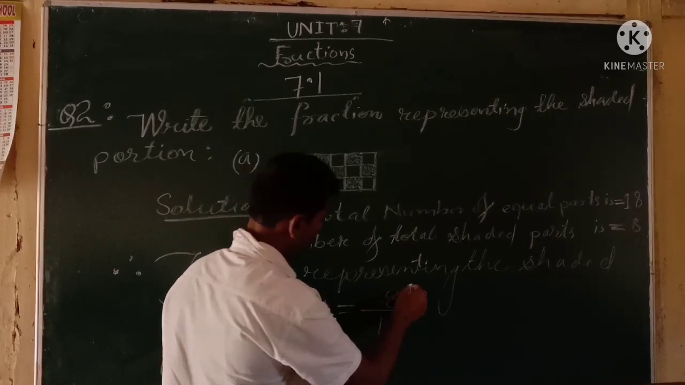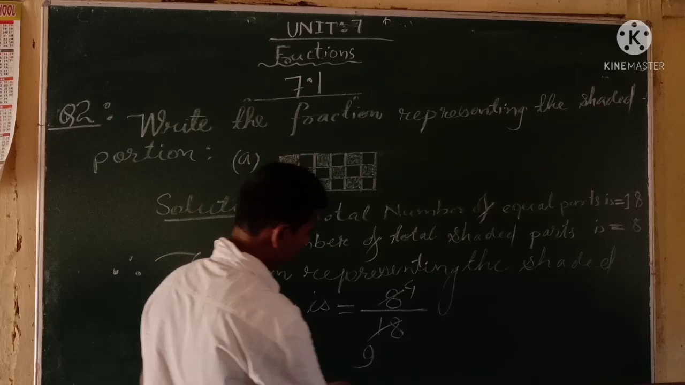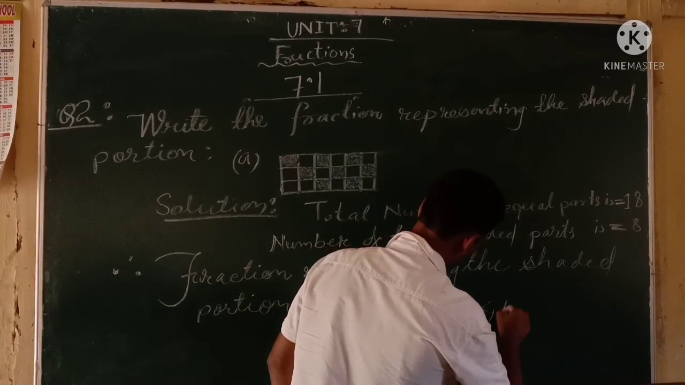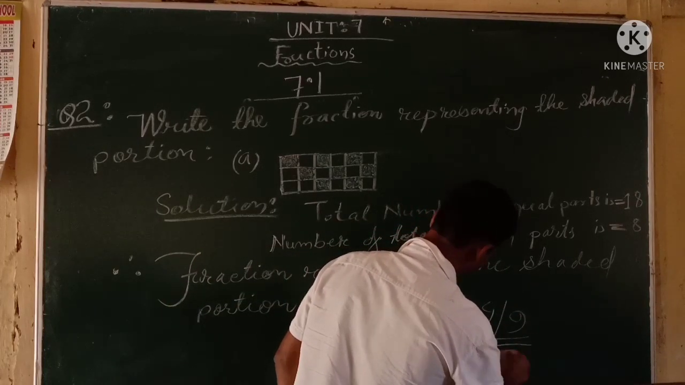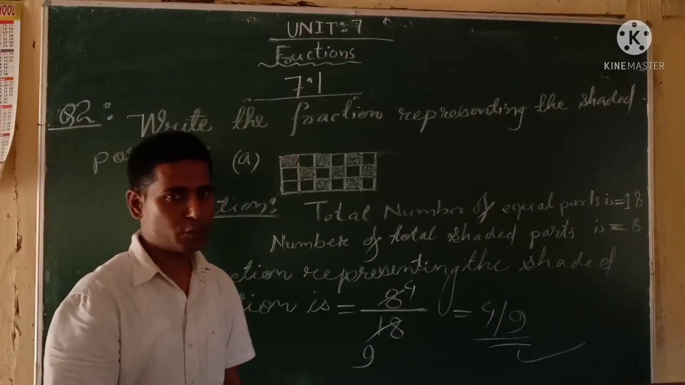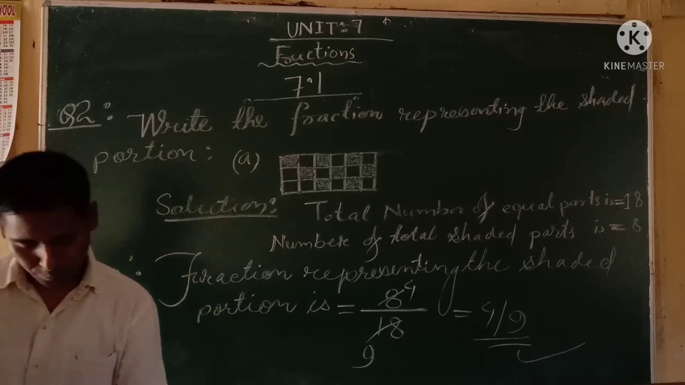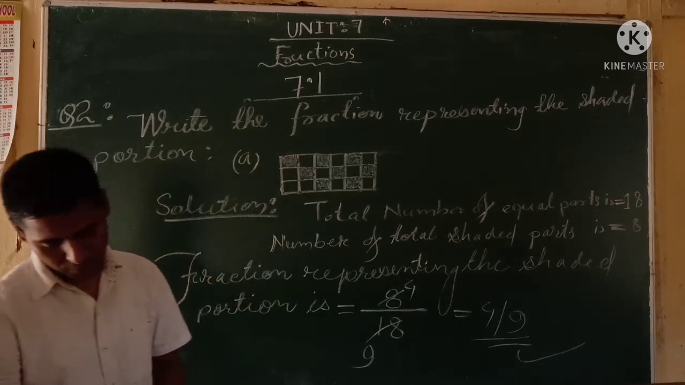So you can do 2 times 4 is 8 and 2 times 9 is 18. So what we got is 4, 5, 9. Well, this is the solution of question number 2, sub question A. The rest of the questions are the same, so you can proceed on yourself.